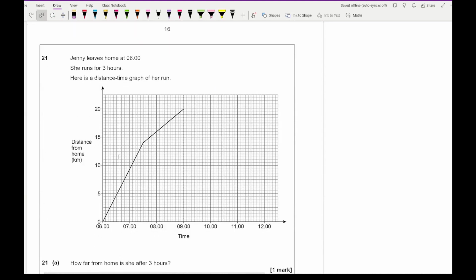Moving on to question 21, it says that Jenny leaves home at 06 hours. She runs for 3 hours. Here is a distance time graph of her run. For 21a, it says how far from home is she after the 3 hours. So here we're looking after the 3 hours. We want to look at the distance, so that is going to be 20.